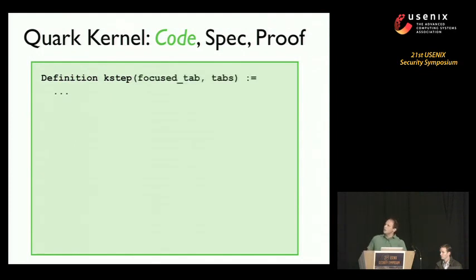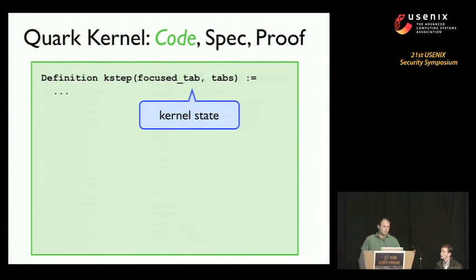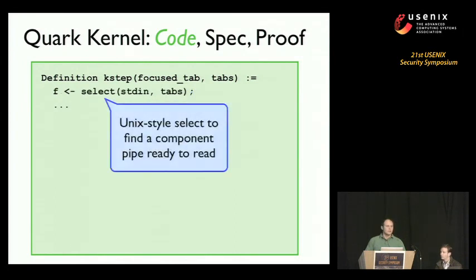So if we zoom in, we see that here, the kernel state is really just a tuple. I'm only showing a couple parts of it. Here we have the currently focused tab and the list of all the current tabs. And the first thing kstep does is a Unix style select over pipes to different browser components.